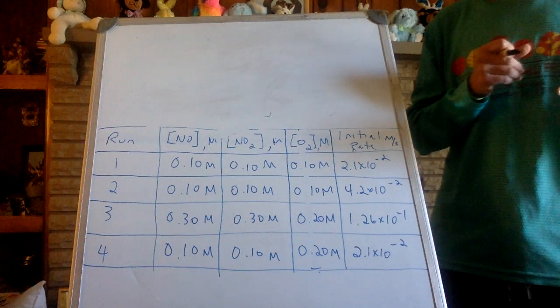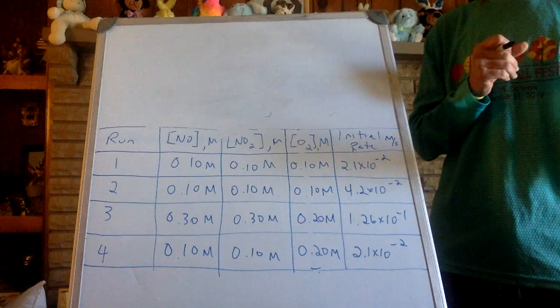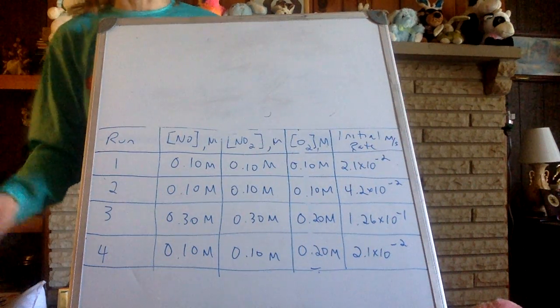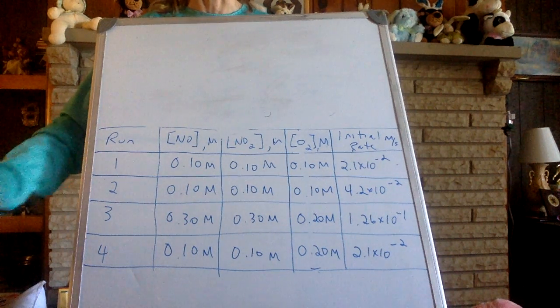Using initial rates to determine rate laws, let's look at the info we've got here. It's the same as what's in your notes and the same as what I typed up. There are 4 trials of the experiment: 1, 2, 3, 4. So I did the same experiment 4 times.